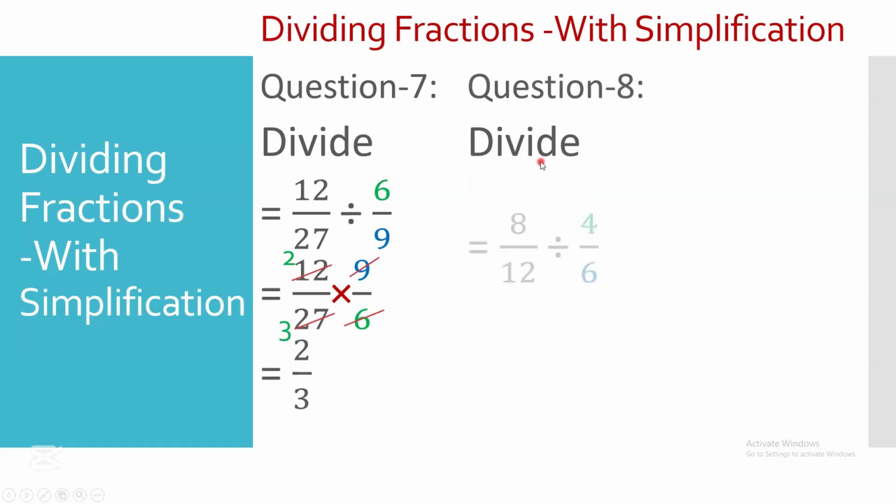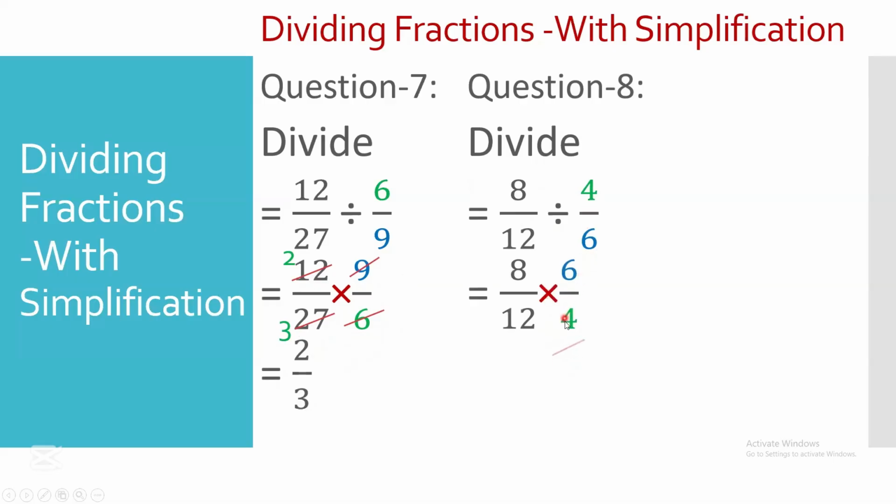Now question number 8, divide fraction 8 by 12 divided by 4 by 6. Change the sign into multiplication, change the fraction, and try as you like to cut them. Now we can divide this 8 by 4, so it will be 2 times. We can divide this 12 by 6, it is 2 times. So this 2 and 2 we can also divide by each other, so there will be nothing left. If nothing is left, the answer is 1.